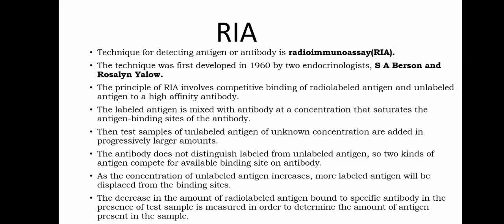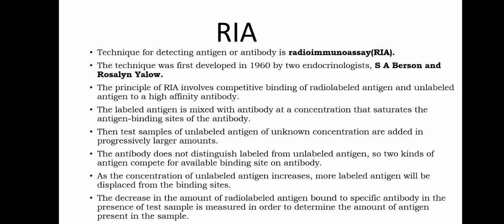First one is RIA. RIA is radioimmunoassay. This is a technique for determining the concentration of antigen or antibody in a sample. This technique was first developed by S.A. Berson and Rosalyn Yalow in 1960. The basic principle involved in RIA is the competitive binding of radio-labeled antigen and unlabeled antigen to a high-affinity antibody.